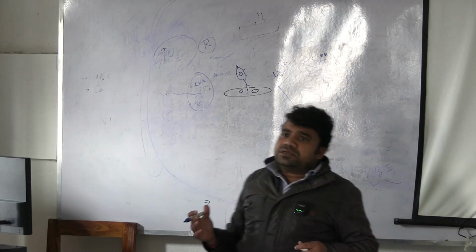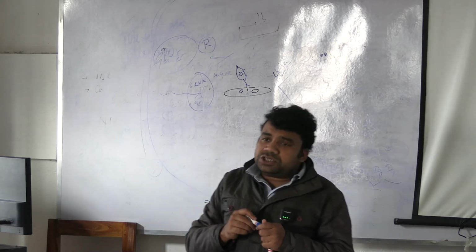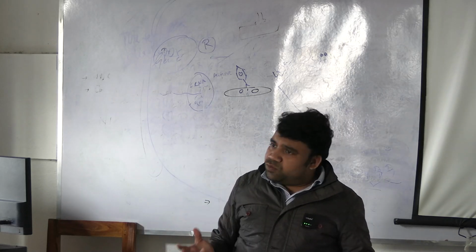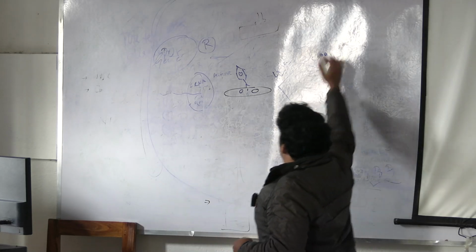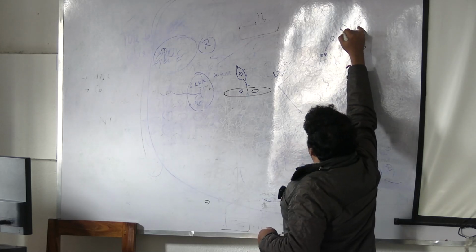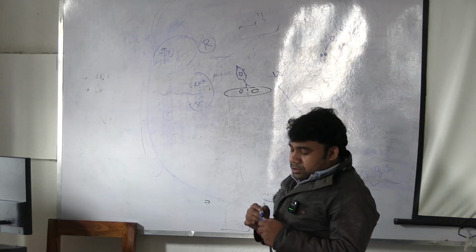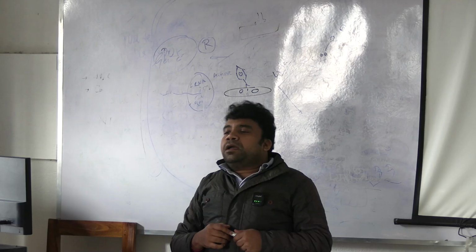Ultimately, when the number of virions increases or maturation occurs, what will happen? The bacteria will lyse and these viruses will come out. This is called the lytic cycle.